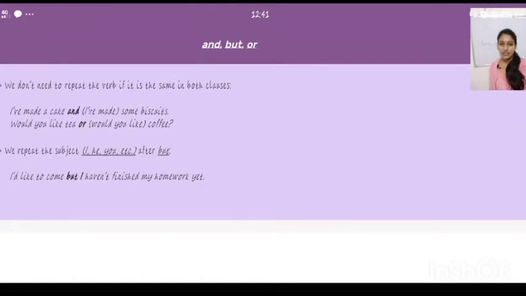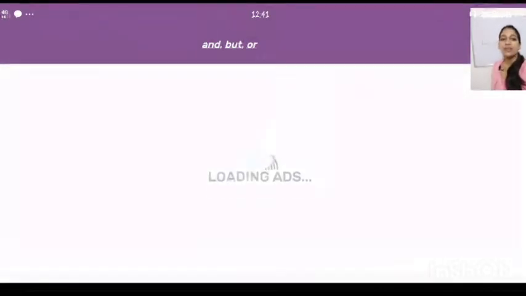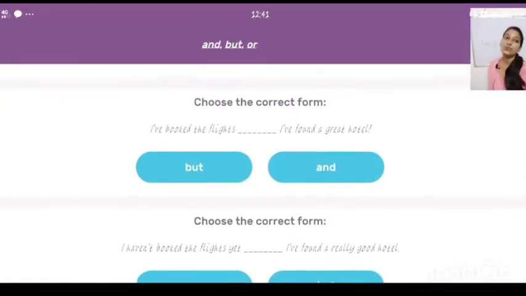I would like to come, but I haven't finished my homework yet. I would like to come, I had come, but now because I have not finished my homework, I won't be able to come. Now let us do the exercises.